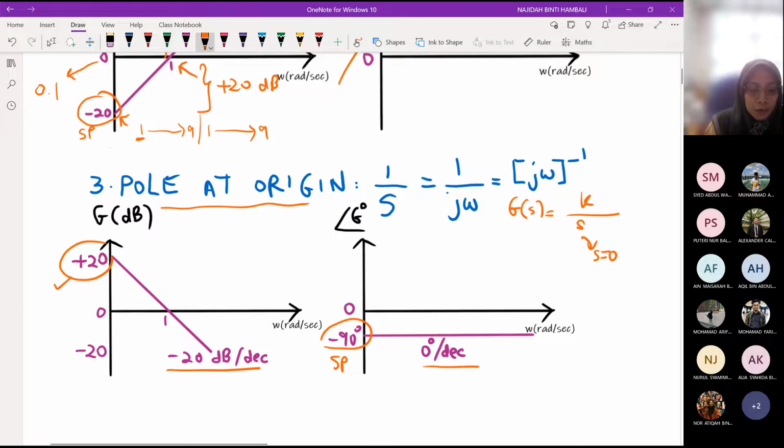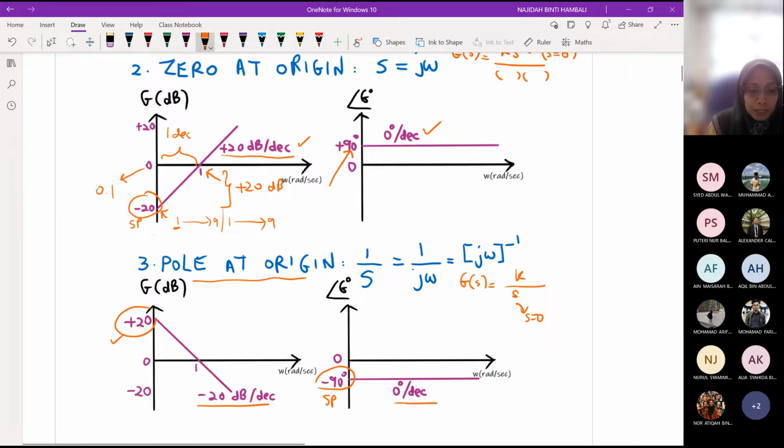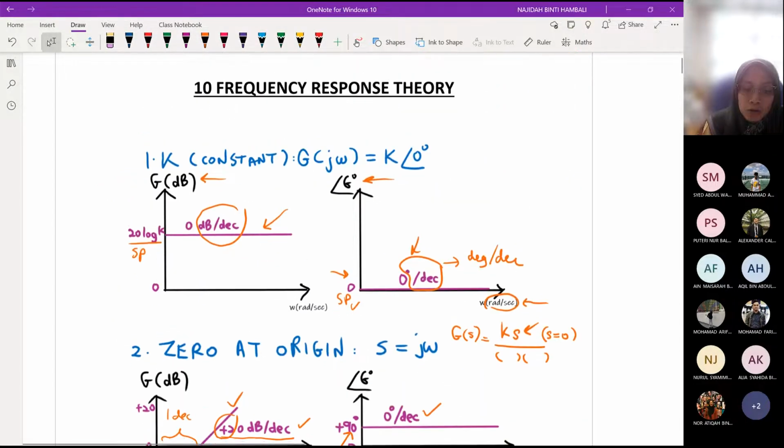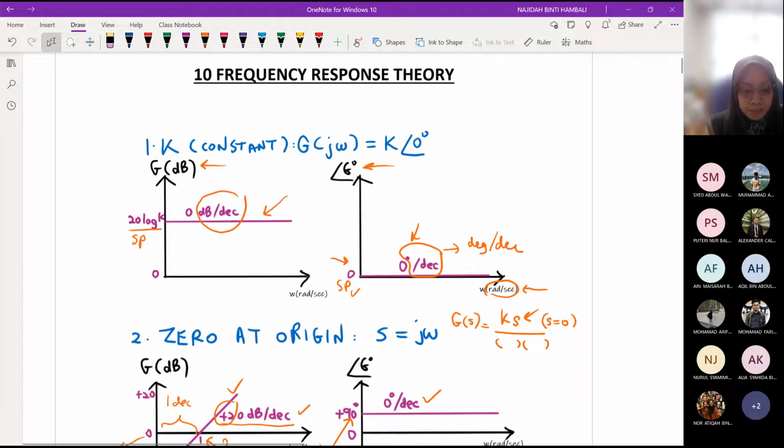Now let's compare theory number 2 and 3, zero at origin and pole at origin. Zero at numerator, pole at denominator. Any function at the numerator, listen carefully, the slope will be positive. I repeat, any function at the numerator, either 0 or double 0, 0 at origin or double 0 at origin, the slope will be positive. Constant? No, constant slope is zero. Even though the constant is at the numerator, its slope is zero, for both magnitude and phase.